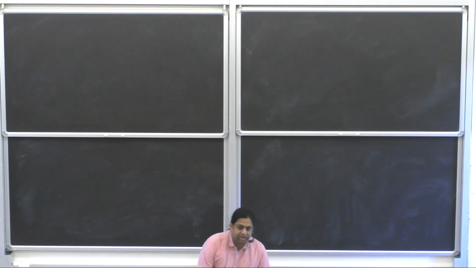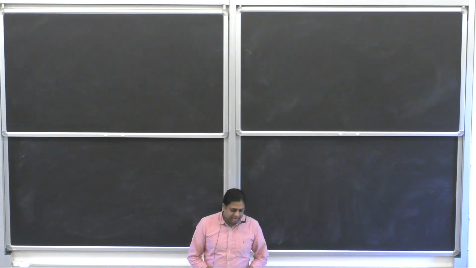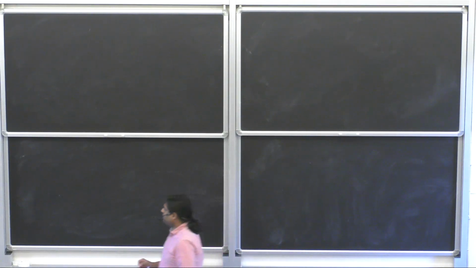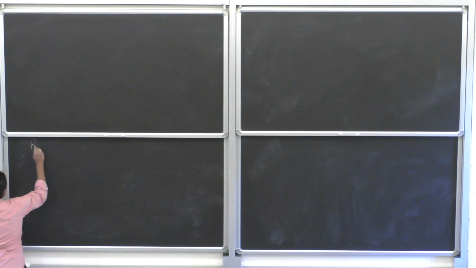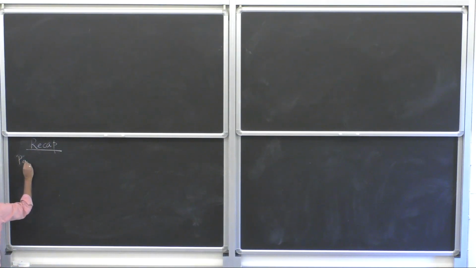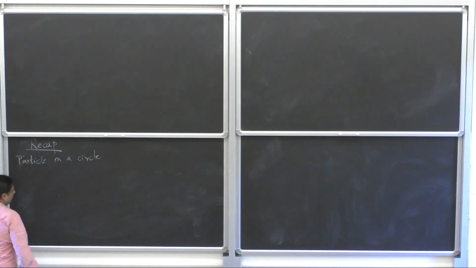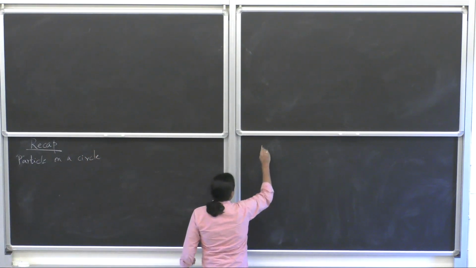I wanted to start with a quick recap of what we went through last time and then pause for questions about the overall setup. So we were distinguishing between two particular cases with a particle on a circle and the 1D crystal.